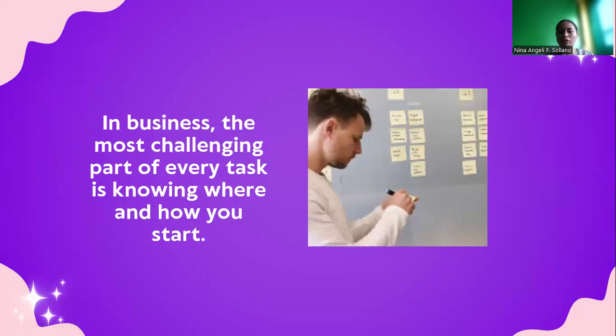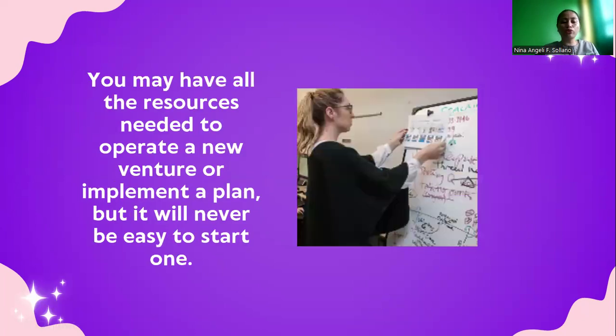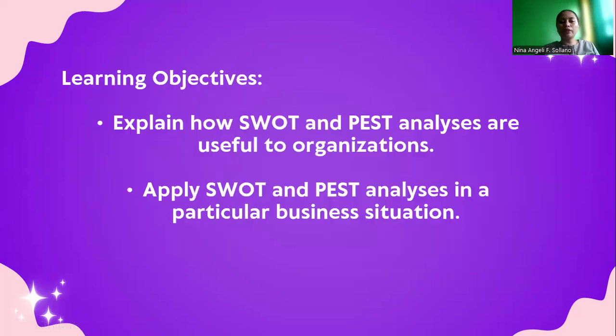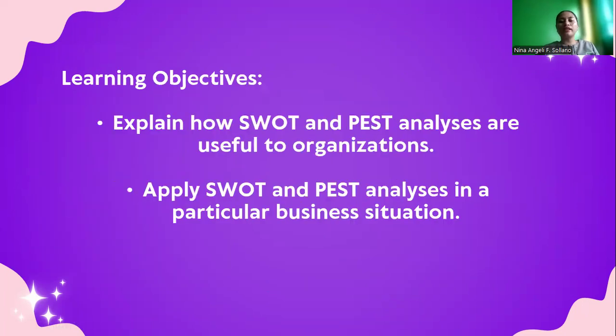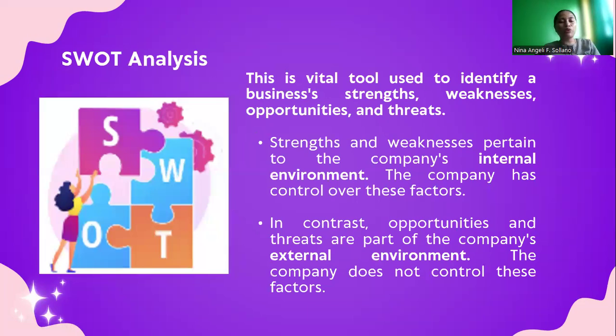Okay. So the challenging part of the business is to know where to start. So therefore, these techniques will help you to know where to start. So first, we will be able to know what SWOT and PEST are, analyze how they are useful to organizations, and then apply them in a particular business situation. So first we have SWOT analysis. This is the first technique.